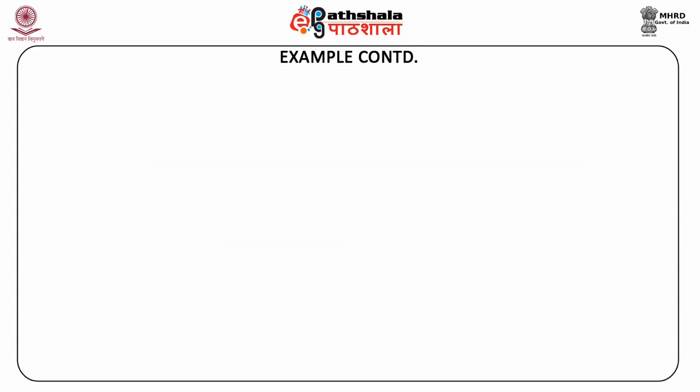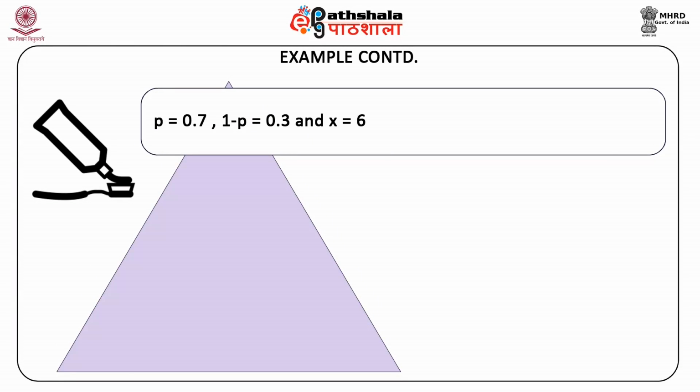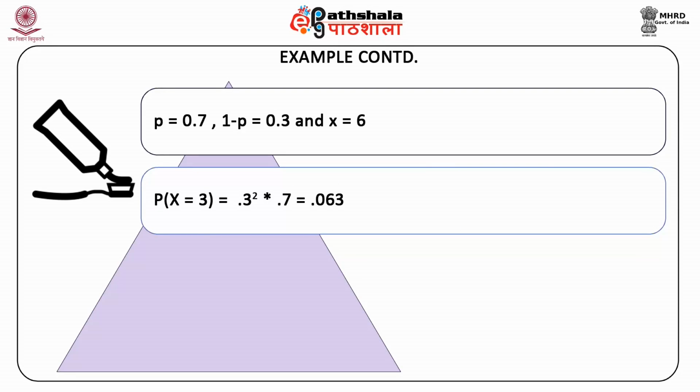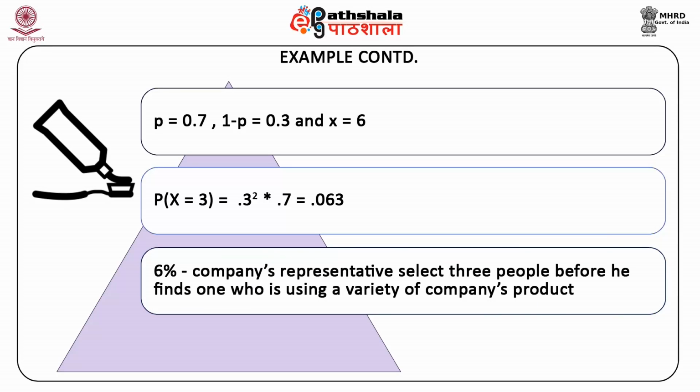its product? To find the desired probability, we need to find the probability of x equal to 3, which can be determined by directly using the probability mass function of a geometric random variable with p equal to 0.7, 1 minus p equal to 0.3, and x equal to 3. Probability of x equal to 3 is equal to 0.3 square multiplied by 0.7, which is equal to 0.063, which implies there is about a 6% chance that a company's representative would have to select 3 people before he finds one who is using any variety of its company's product.